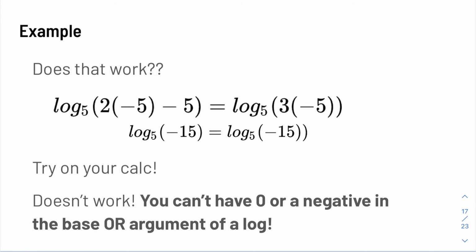The important thing to write down here is that you cannot have 0 or a negative in the base or argument of your log. It's not that the solution can't be negative, it's that you can't take the log of a negative. Okay, your argument cannot be negative.